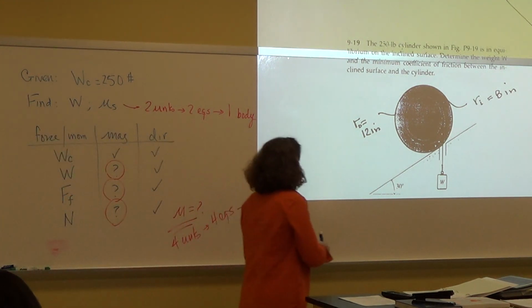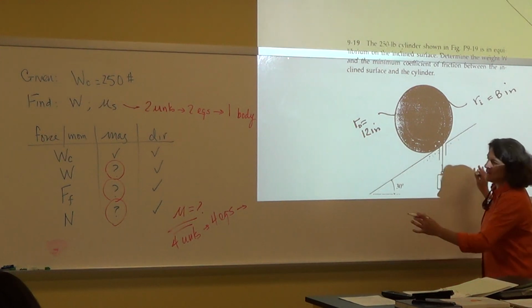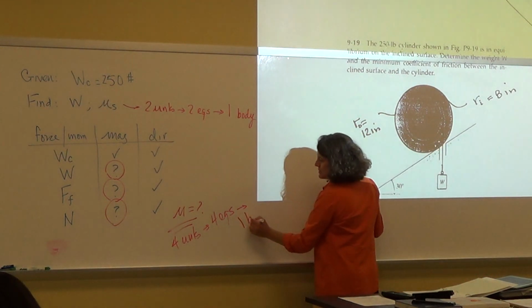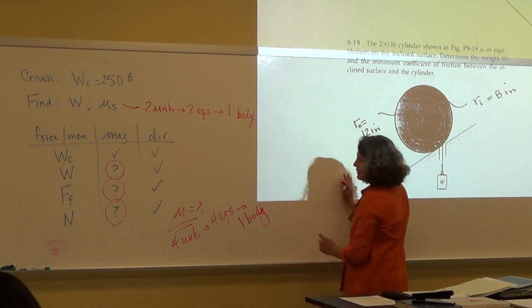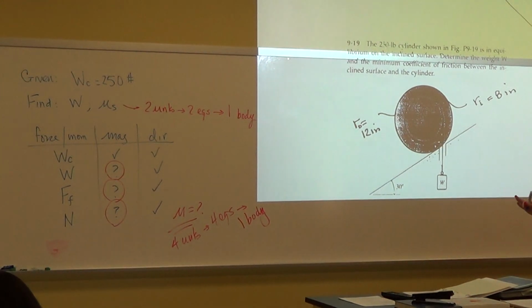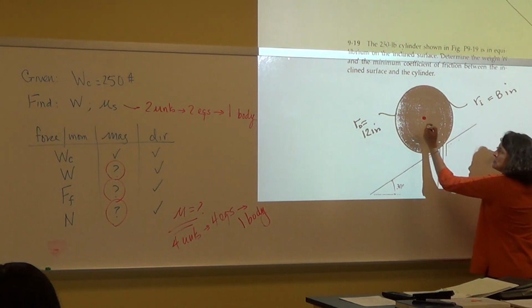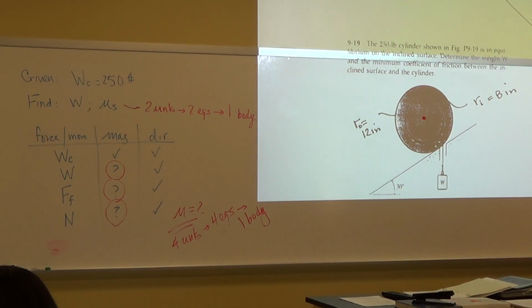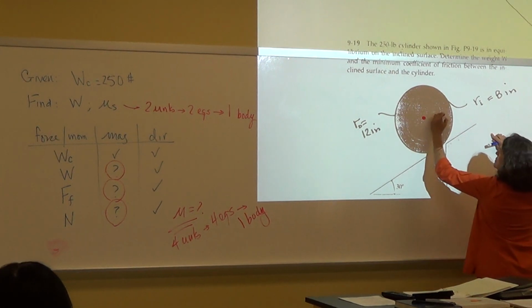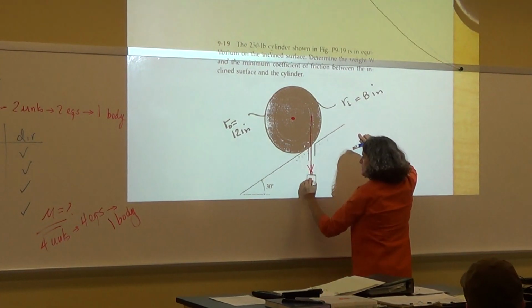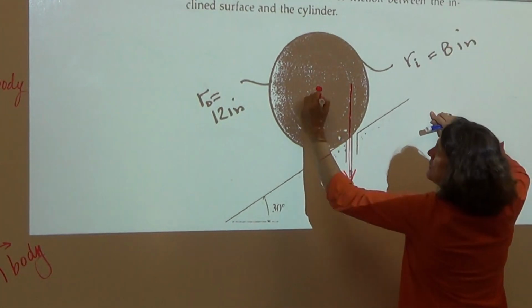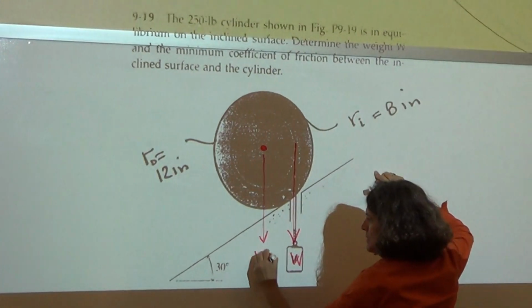Okay, so what forces do we have? So in any case, we need one body. So let's go ahead and draw the body. We don't know how many equations we need. We know we need somewhere between 2 and 4 equations. So should we draw it in the center? Okay. So we have this W coming off here, right? We have WC here.